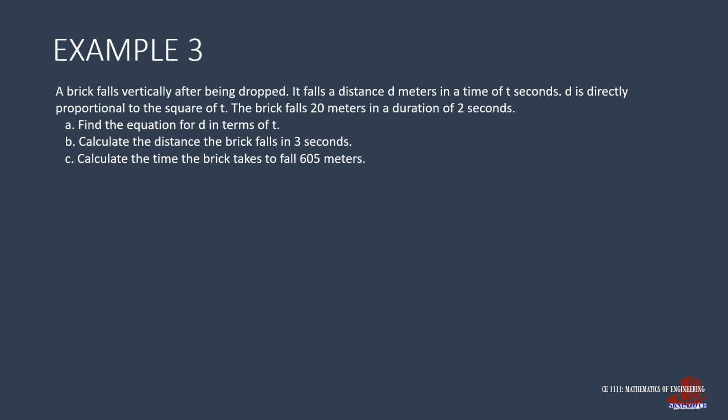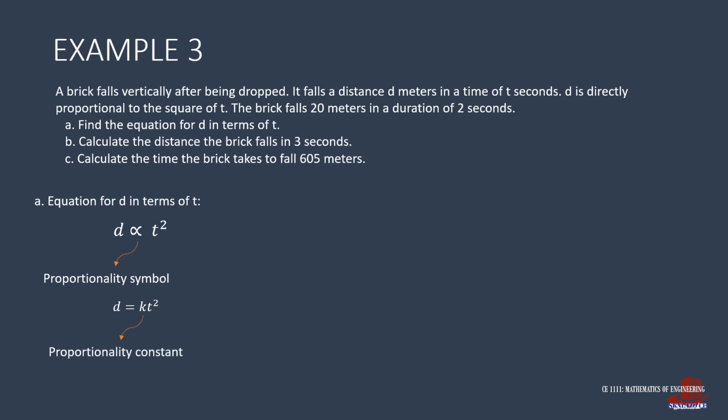To answer the first requirement, the equation for d in terms of t, we interpret the premise of d as directly proportional to the square of t. The proportionality symbol is used to relate the two parameters, and this cannot be solved until we change the proportionality symbol into an equality symbol. The transformation is done by adding k, a proportionality constant.